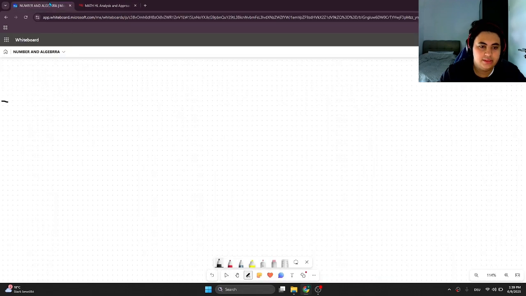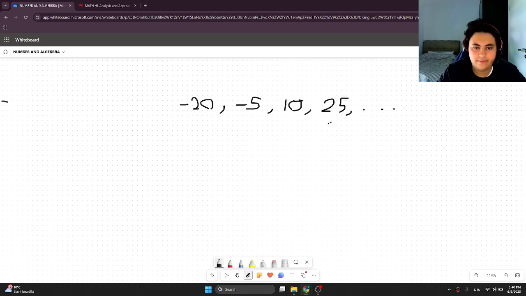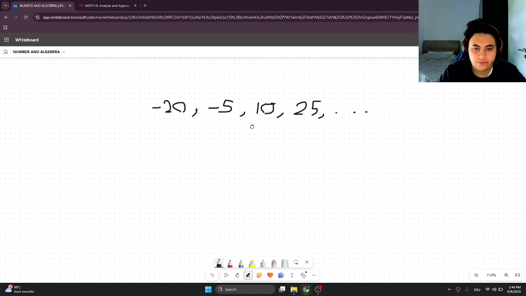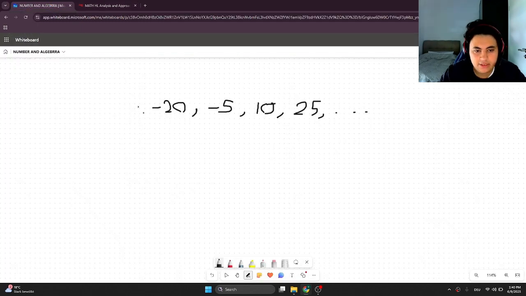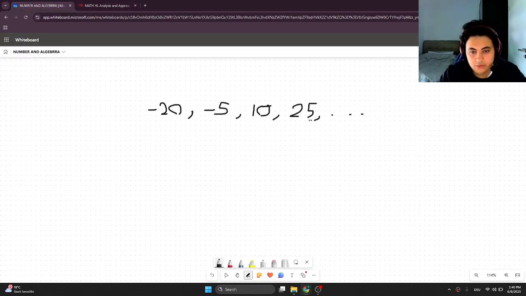The final one: negative 20, negative 5, then 10, and then 25. Okay, negative 20, negative 5, 10, and 25. So 25 minus 10, for the common difference, is going to be 15. It's the same thing: 10 minus negative 5, that's 10 plus 5, so that's going to be 15. And then u1 is, as always, negative 20, the first term here.